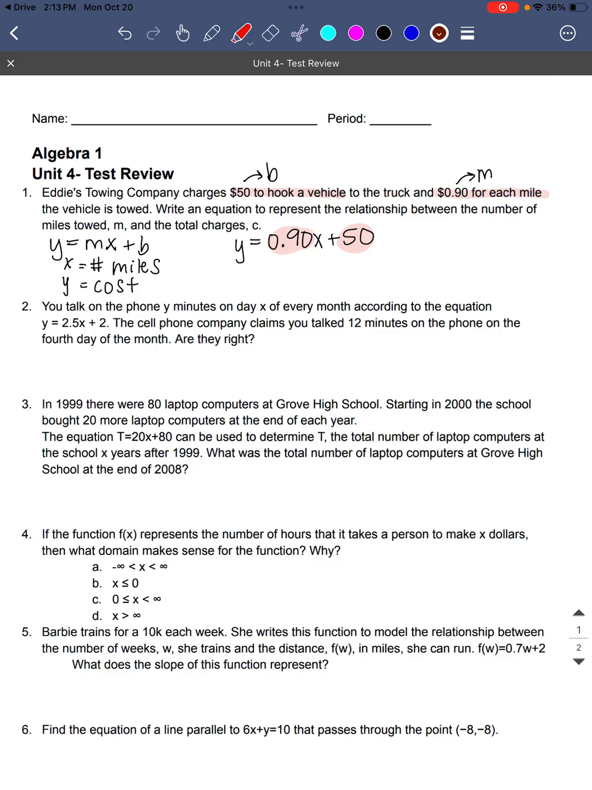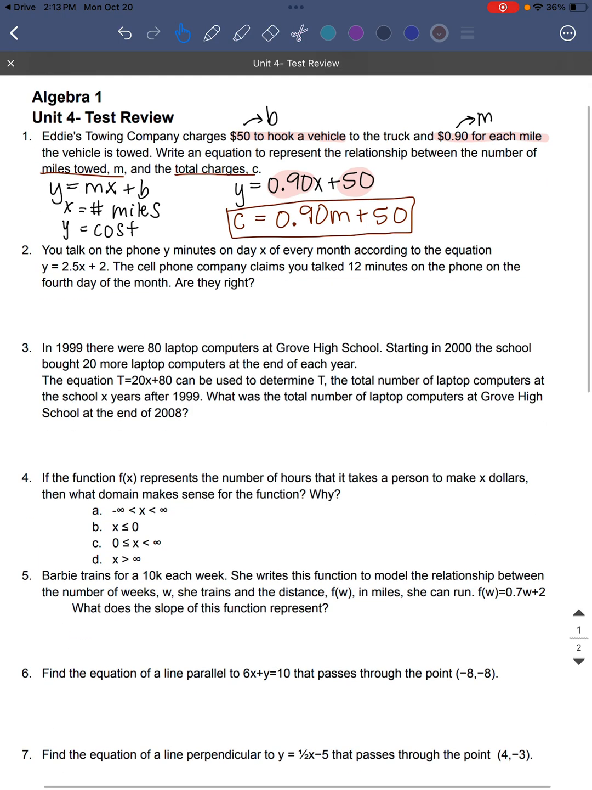Now they told us that for the number of miles, instead of using x, they want us to use m, and instead of y for the charges or for the cost, they want us to use c. So we can just rewrite this really quick, and instead of y, we'll put c, and instead of x, we'll put m. Essentially, it's the same thing. We're just changing up those variables a bit. And we're all done.